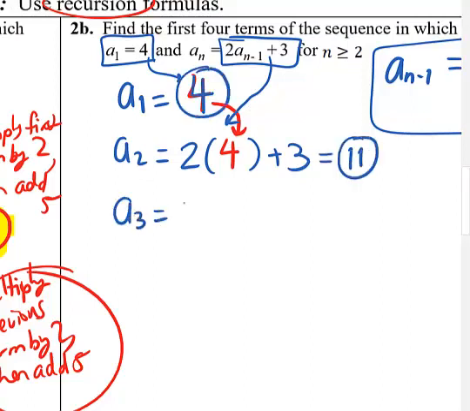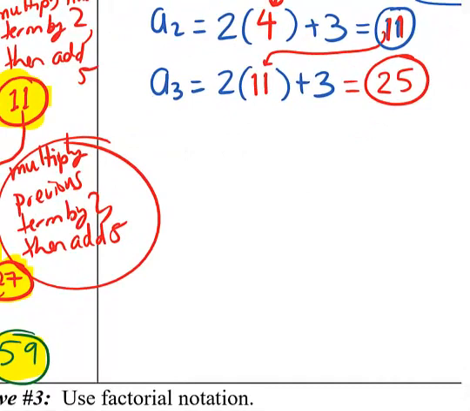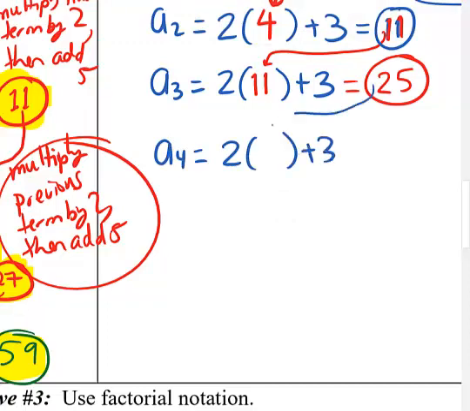The third term is similar. I'm just taking 2, multiplying it by the previous term, and then adding 3. In this case, the previous term was 11, so I'll be inputting that guy in there. 2 times 11 plus 3, that's 22 plus 3, which is 25. Okay, and then the fourth term, which is the last one we care about, because that's all they wanted, a4, is 2 times the previous term plus 3. The previous one was 25, so I'll input that here. Let's see, 2 times 25 is 50, plus 3 is 53.